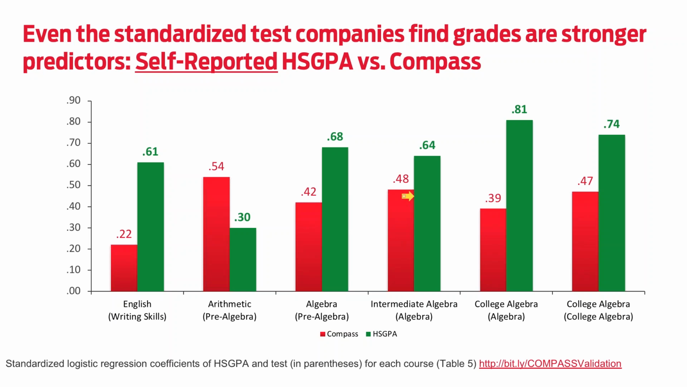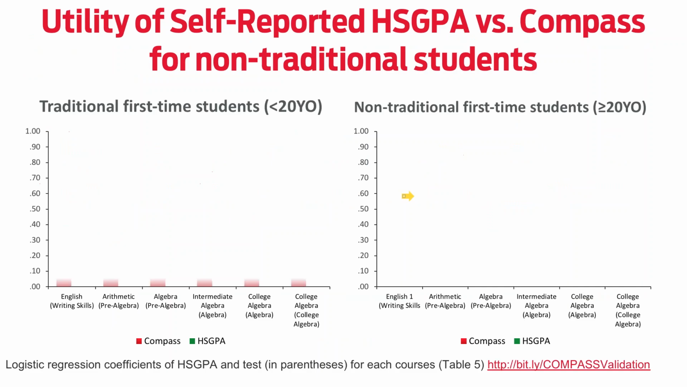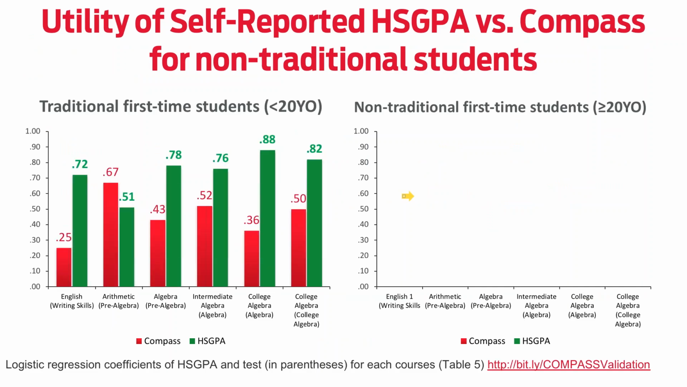And they were able to show that self-reported high school GPA was a far better predictor of performance in all of those courses than the test that they were trying to sell to colleges. And then when you divide it by traditional students, so students who are coming after a short delay, they're less than 20 years old, it's better for everyone. If you're not using this for first-time students, you're making a terrible mistake.